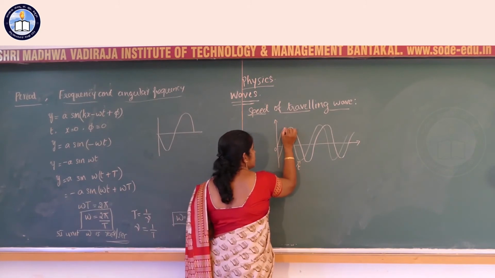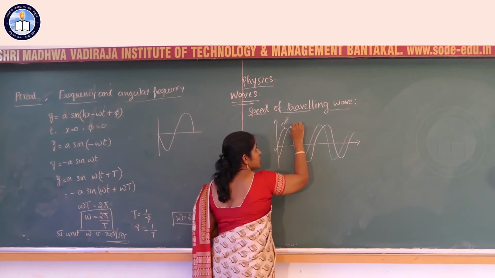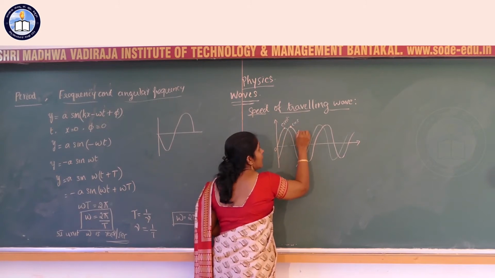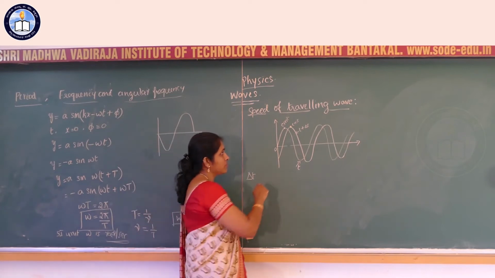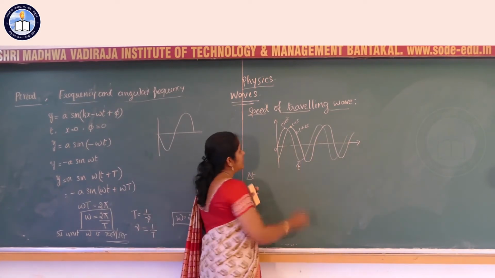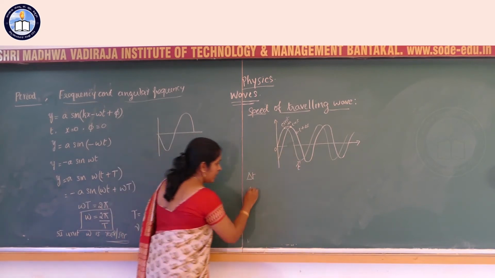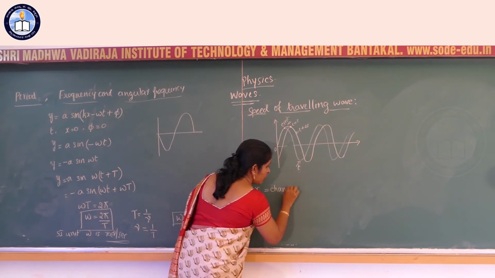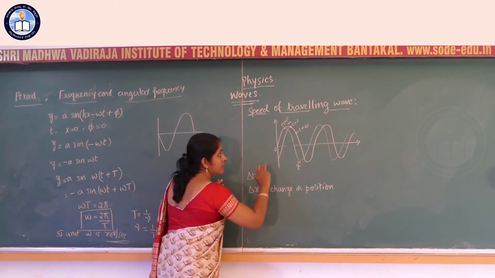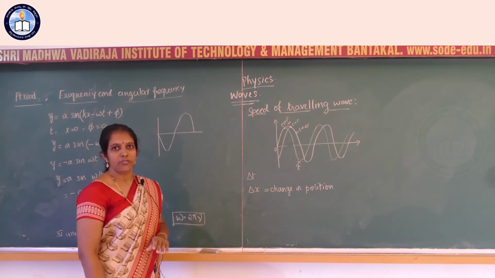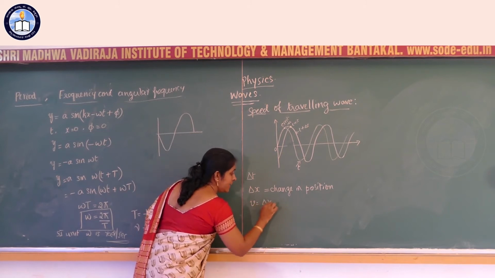Say this dot is the position of a crest at time t, and this is the position of the crest of the wave at time t plus delta t. Delta t later, if you observe, the whole wave appears to be shifted to the right. That is, the position of the crest appears to be shifted by a small distance delta x. Delta x is the change in position of the crest. Since the wave is propagating, it has a speed. The speed v is delta x by delta t.